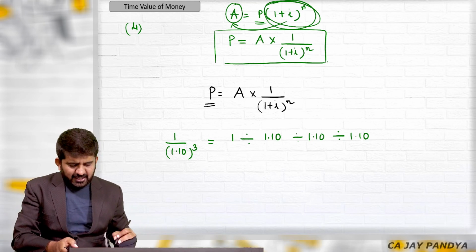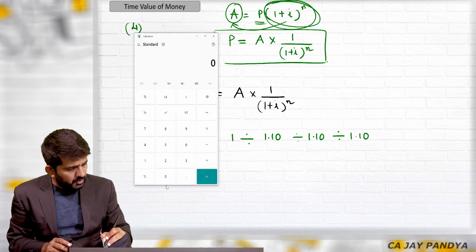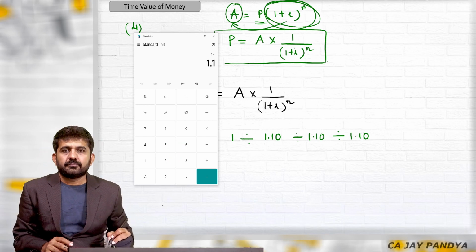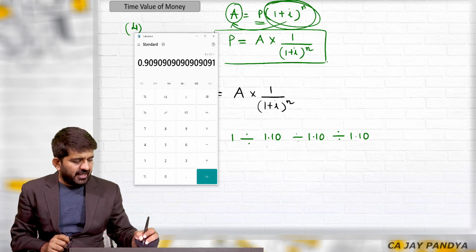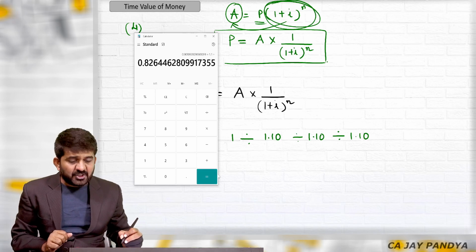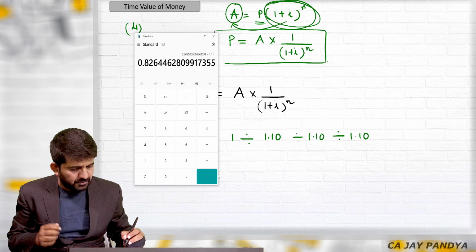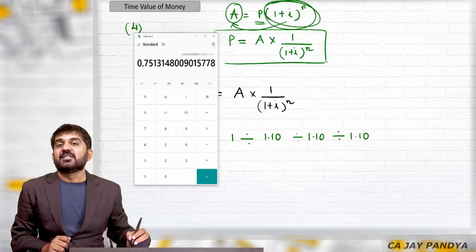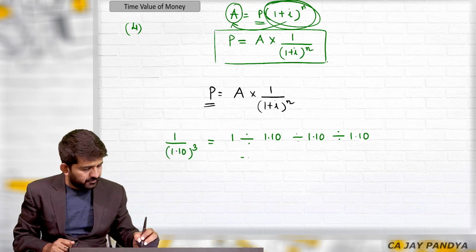How to find out this answer in the calculator is very easy. 1 divided by 1.1. Now if I press equal to, I have got this answer, 1 divided by 1.10. If I press equal to one more time, it will again divide 1 by 1.10. One more time equal to, again it will divide by 1.10. I will be getting the answer of 0.751314.